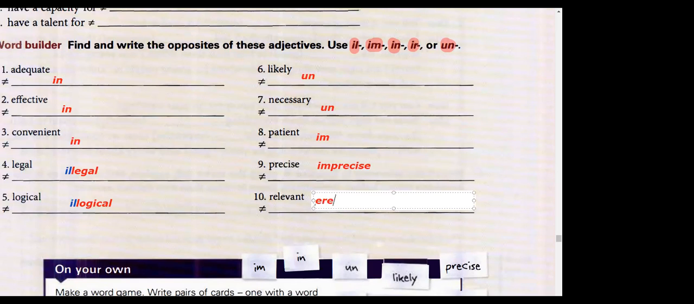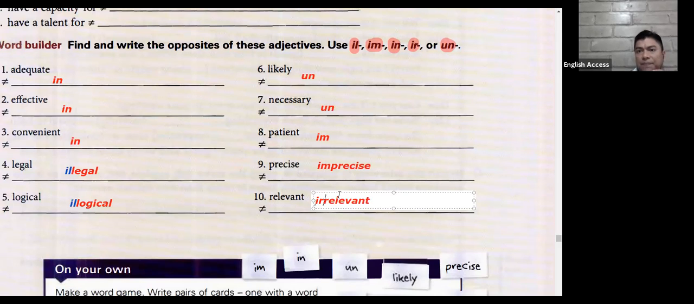Relevant. With E? Irrelevant. Just with I, double R. I, double R, E. Relevant. Irrelevant. That's right. Irrelevant. Very good. All right. We're finished, guys. Do you have any questions?